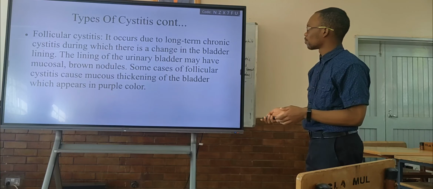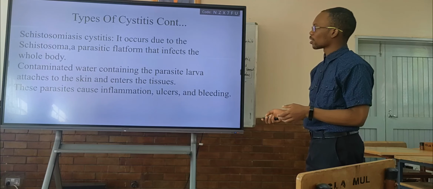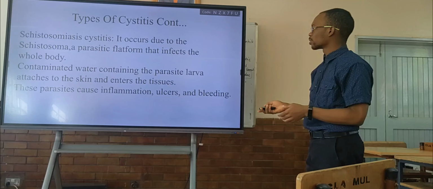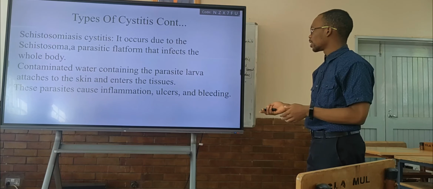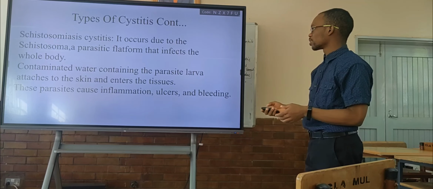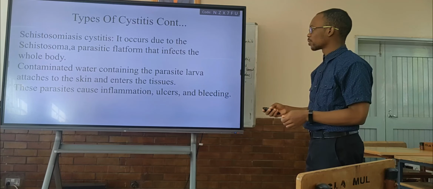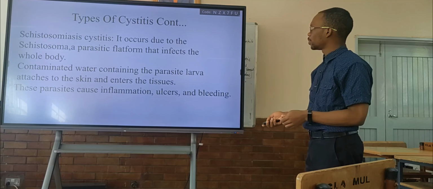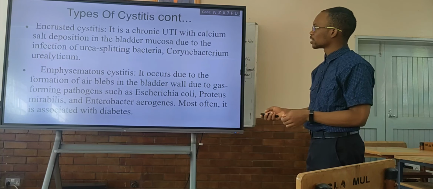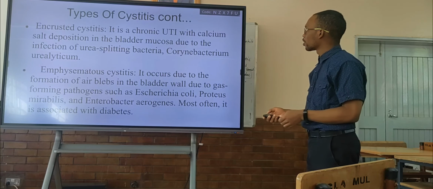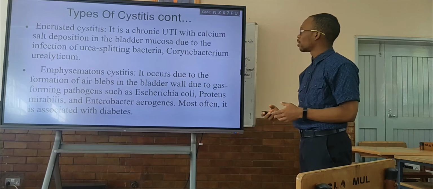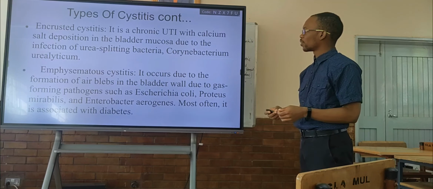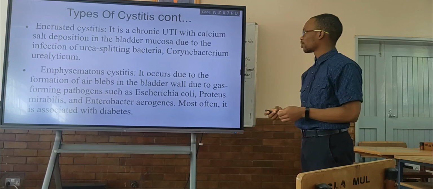Then you have schistosomal cystitis, a parasitic disease that affects the whole body. Contaminated water containing the parasite larvae attaches to the skin and enters the tissues. These parasites cause inflammation, ulcers, and bleeding. Then we have encrusted cystitis, which is a chronic UTI with calcium salt deposition in the bladder due to infection by urea-secreting bacteria.